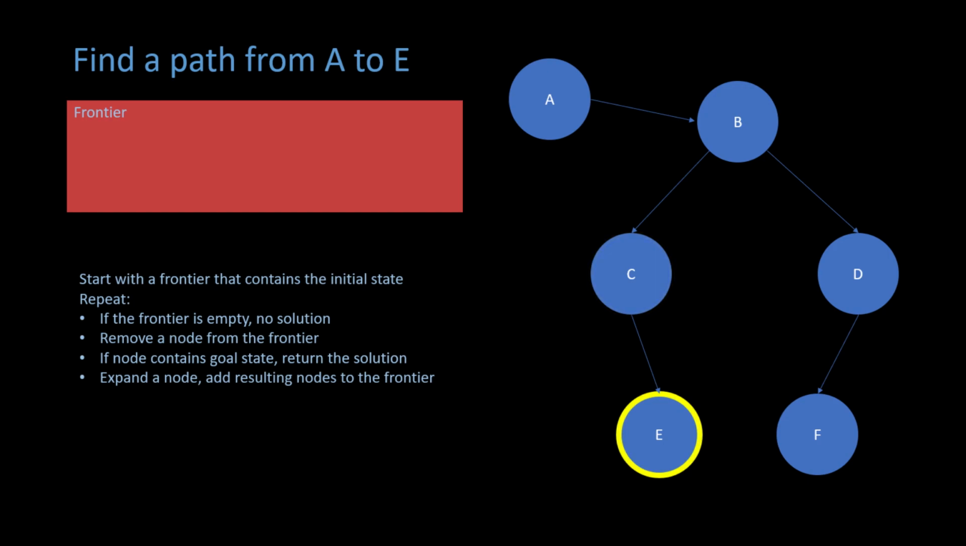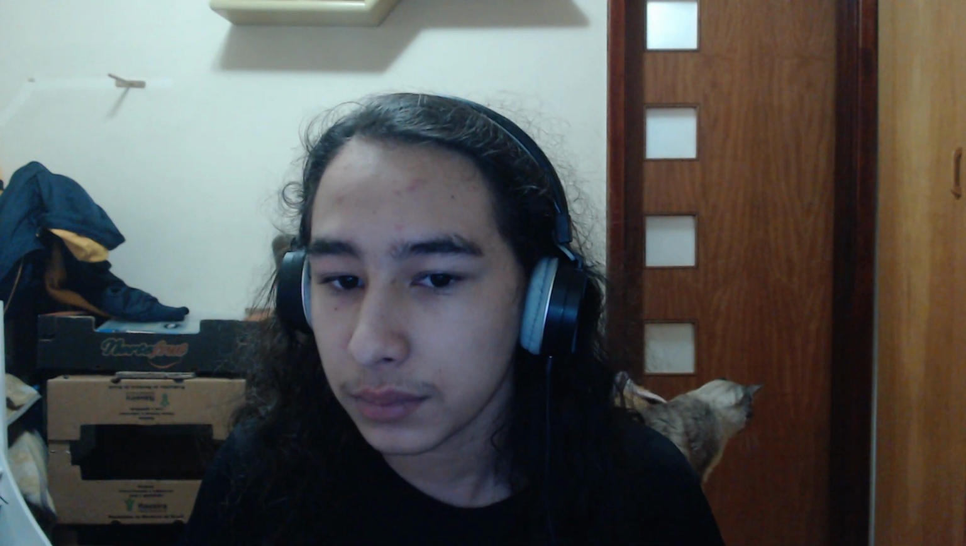The artificial intelligence will probably stop right here, since after all, if a node contains the goal state, return its solution. The solution being E, or if you want to be more specific, the set of the solution would be A, B, C, E. So that would be my solution. So it goes pretty much like, what you could say, drawing.